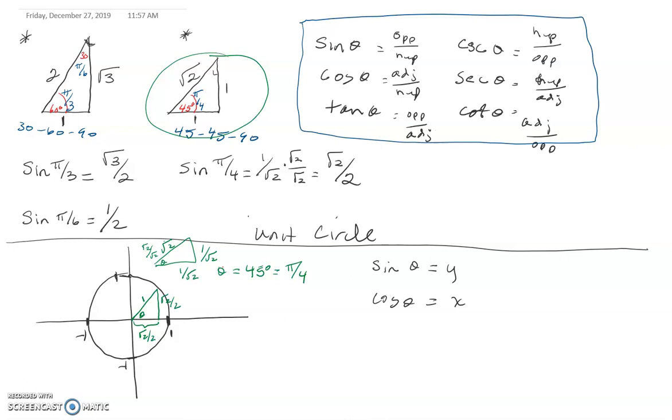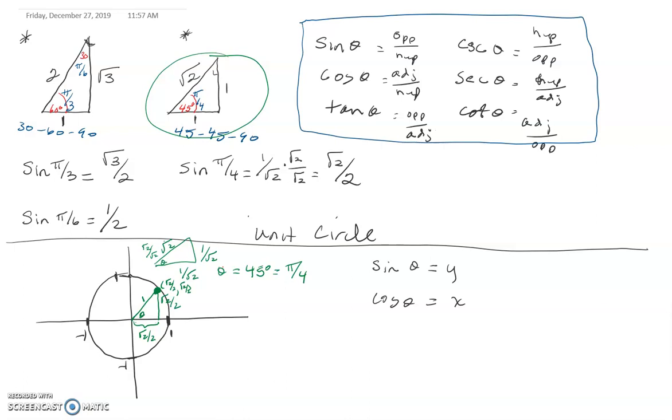So now, how do I get the x and y value of that point? Your x value is this along the bottom. Does everybody see that? Square root of 2 over 2. Your y value also happens to be square root of 2 over 2. So that means for a 45-degree angle, my coordinate is square root of 2 over 2, square root of 2 over 2.